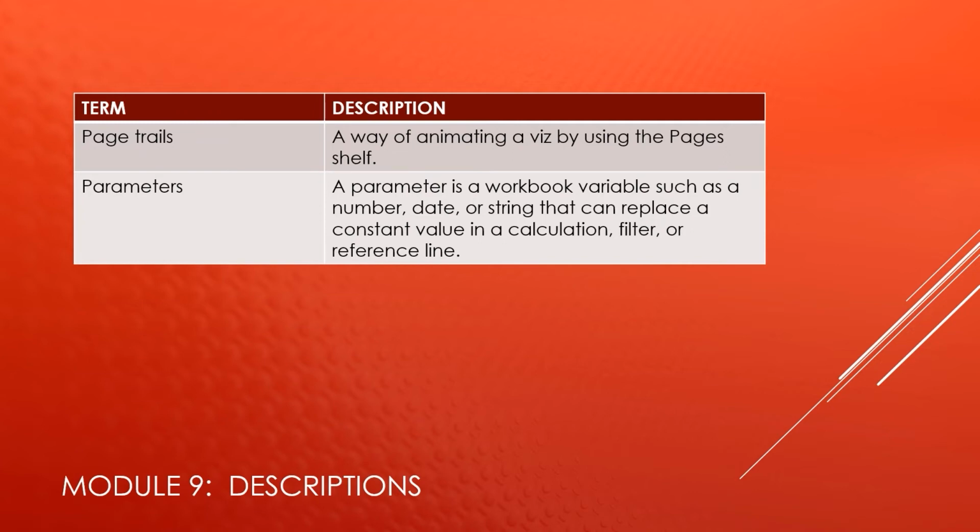So a couple of terms here. Page trails are a way of animating a viz by using the pages shelf in Tableau. A parameter is a workbook variable such as a number, date, or string that can replace a constant value in a calculation, filter, or reference line. So we're going to switch over to Tableau and get started with this module.